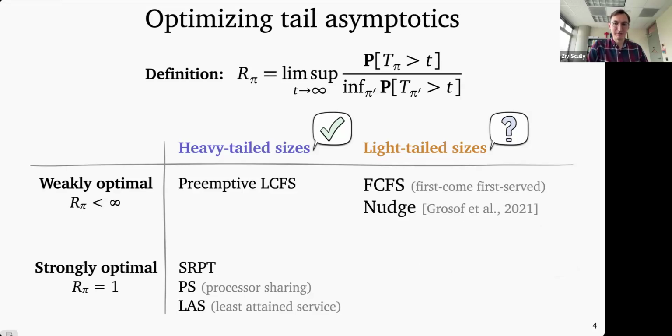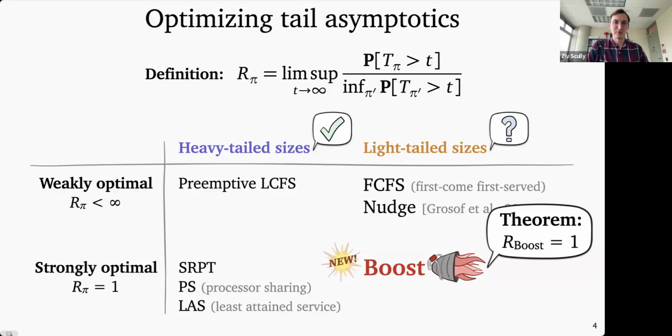So we design a new policy called boost, and boost is the strongly optimal policy for light tail job size distributions. It achieves R boost equals 1. And so this basically settles the question of how to schedule for tail asymptotics in the light-tailed regime.